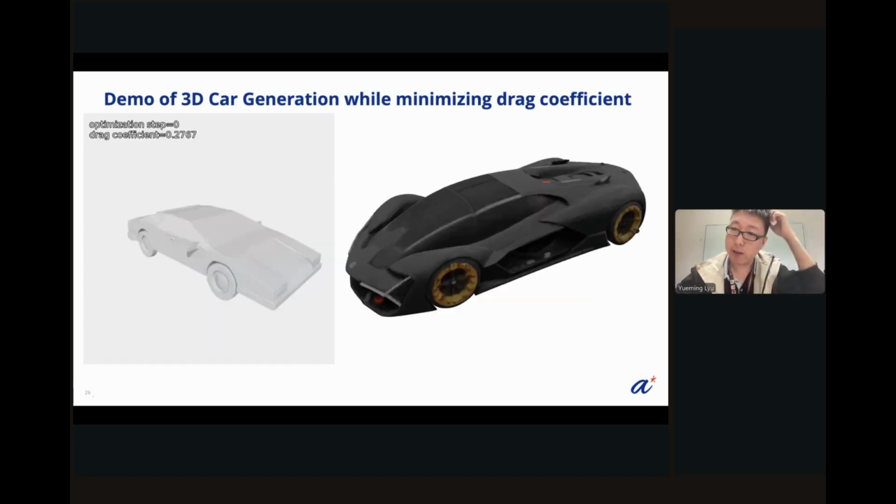Okay, thank you. Any questions? So thank you very much for the great talk. I'm not quite familiar with this topic, but can you somehow combine a differentiable simulation idea in this kind of design issue?